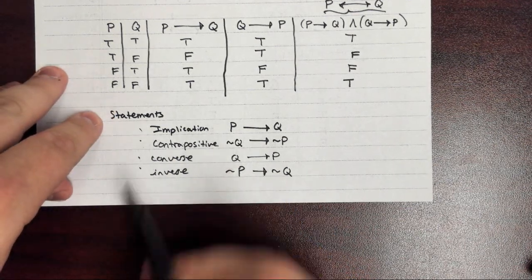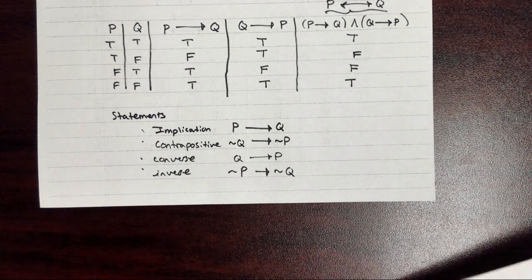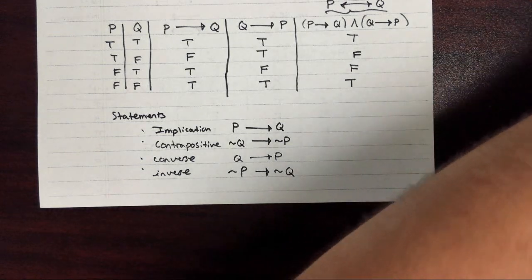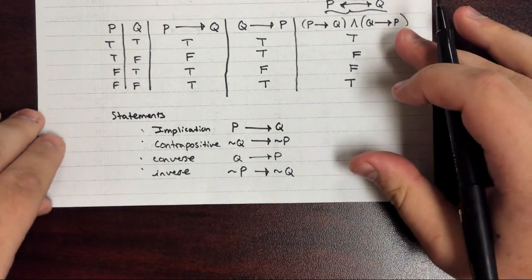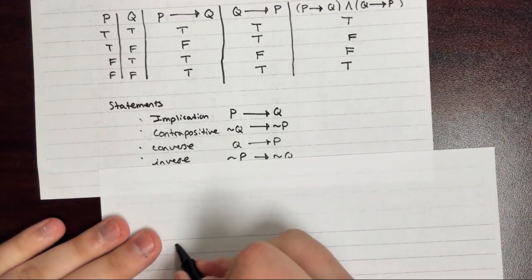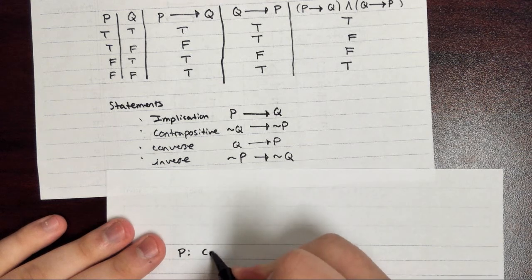You should be familiar with the vocabulary that we're using. So implication is an if-then statement, and there are several different ways you can flip it around to get whatever you need. Let's give some words to this, though. Let's pick a statement for P. P is going to be Crystal likes Starbucks.